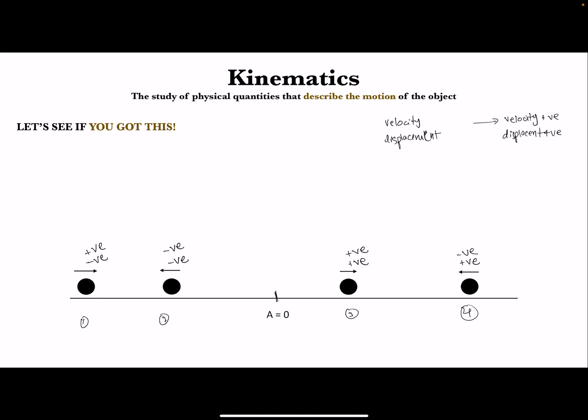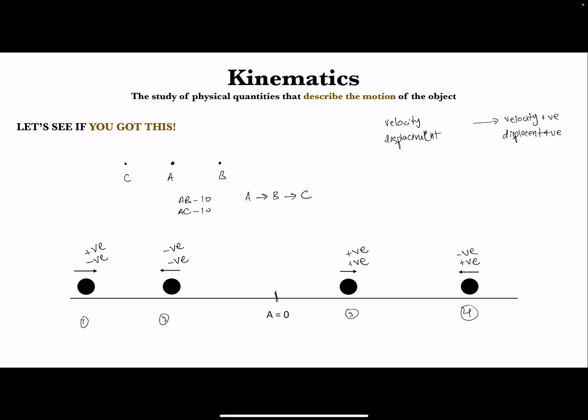Now, a quick quiz. Let's say this is point A, point B, and point C. The distance between points A and B is 10, and the distance between points A and C is also 10. Now, I go from A to B to C. I want you to tell me what the distance traveled is going to be and what the displacement is going to be.